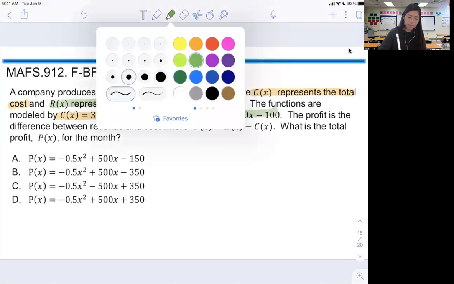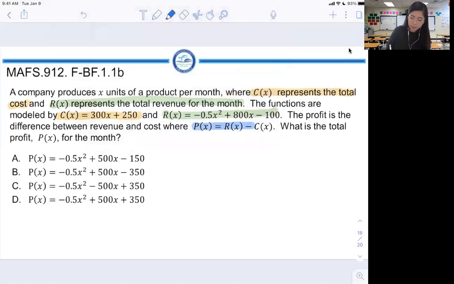The profit is the difference between the revenue and the cost. Okay, so here's a new thing. The profit is the difference between the revenue and the cost. So you're subtracting them. What is the total profit for the month?